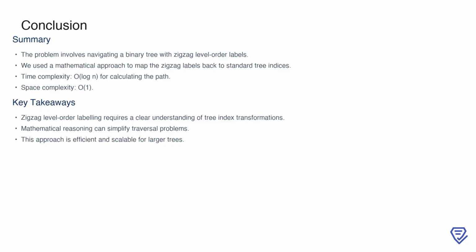To summarize, we tackled zigzag level order labels in a binary tree using an efficient mathematical approach. We discussed the key concepts, complexity, and the thought process behind the solution.